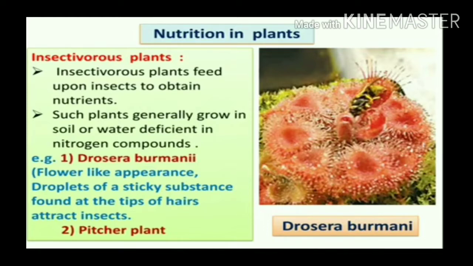In this diagram you can see Drosera burmani, a plant with an attractive flower-like appearance. It grows close to the ground. Its leaves are attractively pink or red in color with hairs at the margin. Droplets of sticky substance found at the tips of the hairs attract insects. The scientist John Burman identified the Drosera plant in Sri Lanka in 1737. Hence the plant is named after him, that is Drosera burmani.